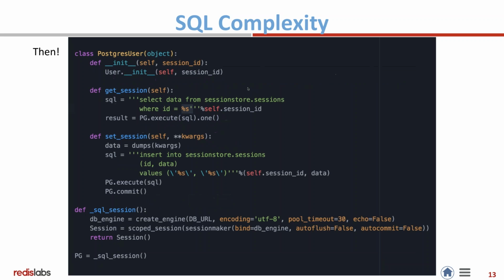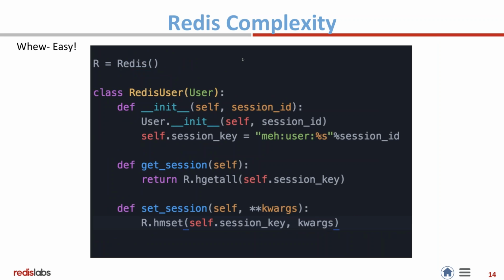I have two different objects. One is a Postgres data proxy or data object that allows you to get and set session data. You have to write out the SQL statement, and this is a very basic implementation. This also doesn't include all of the necessary security things that would be required, such as SQL injection prevention, error handling, etc., versus Redis, which has a much simpler implementation.